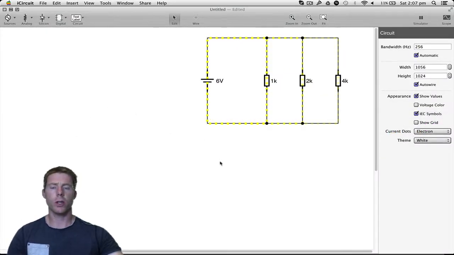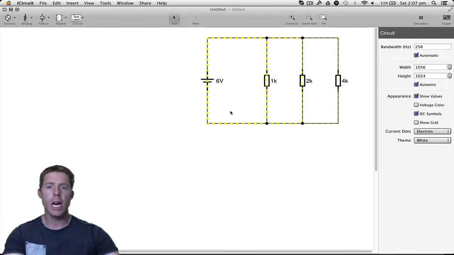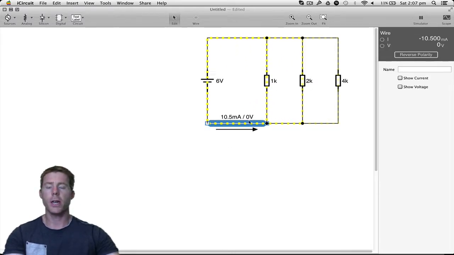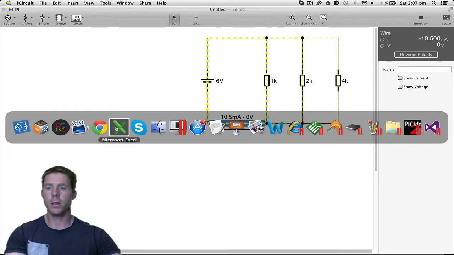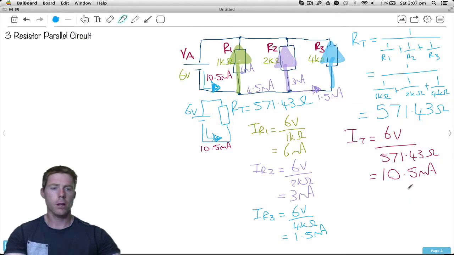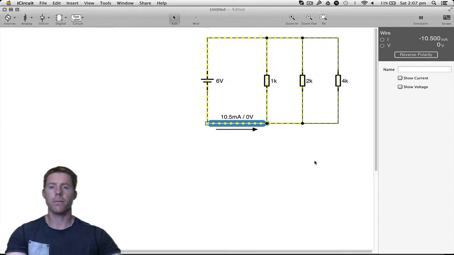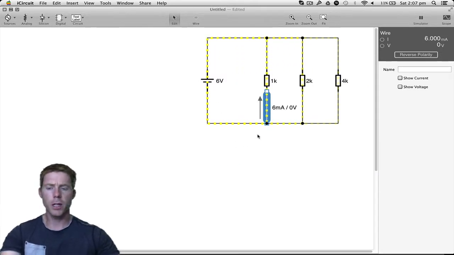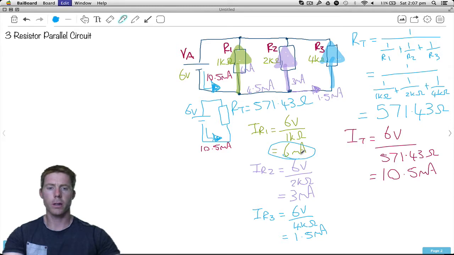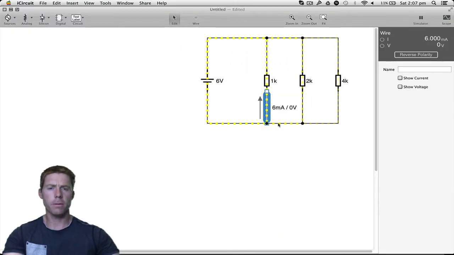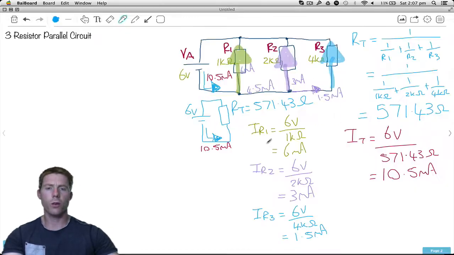Let's have a look at the circuit simulator. We've got a 6-volt power supply, a 1K resistor in parallel with a 2K, in parallel with a 4K. How much total current? 10.5 milliamps. Is that correct? Yes, yes it is. That's what we calculated. Now how much did we say goes through this one? 6 milliamps. Yes, that's exactly what we calculated. How much are we left with then? If we start with 10.5 and we lose 6, there's our 4.5, which is exactly what I was saying.